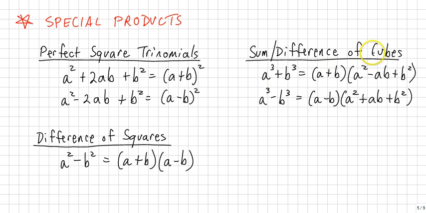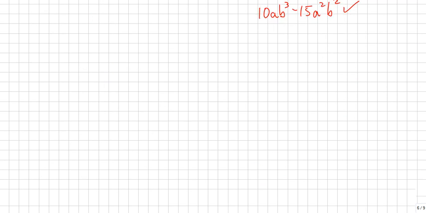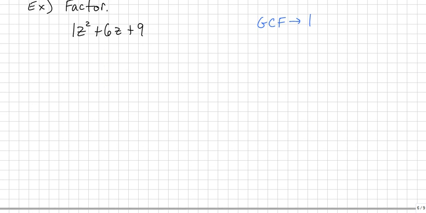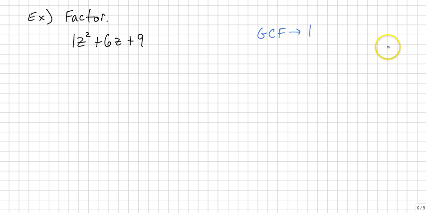The sum or difference of cubes has 2 things being added or 2 things being subtracted that are both being cubed, and we have 3 things, so it can't be that. So if it's going to be anything, it's got to be a perfect square trinomial. So let's see if we can recognize it as a perfect square trinomial.